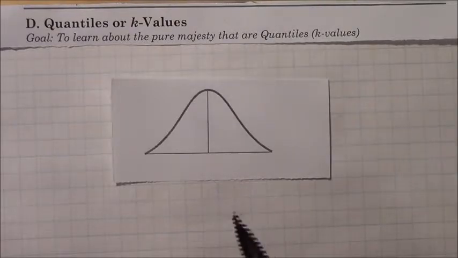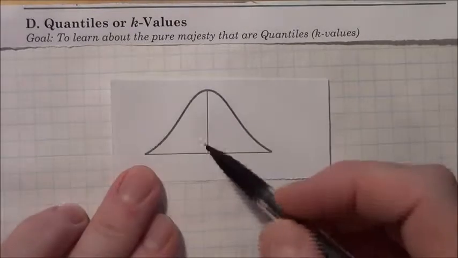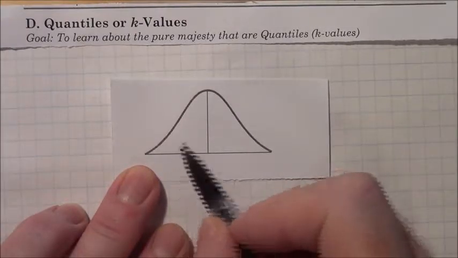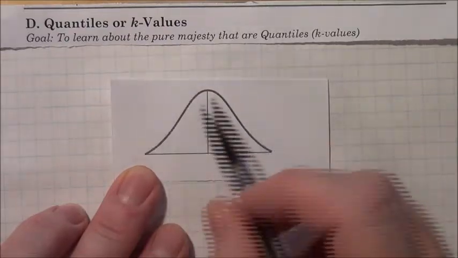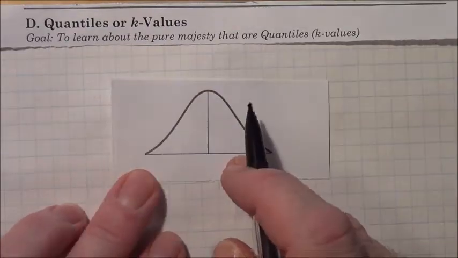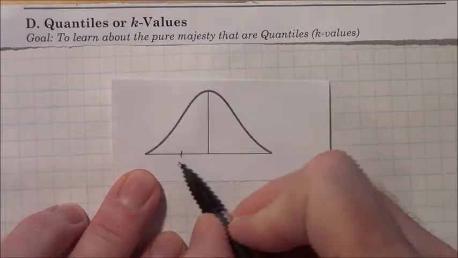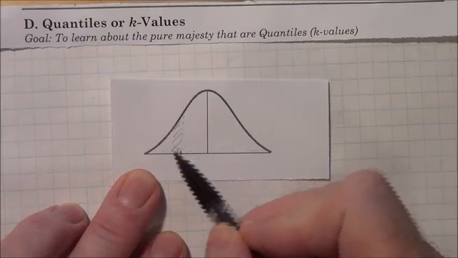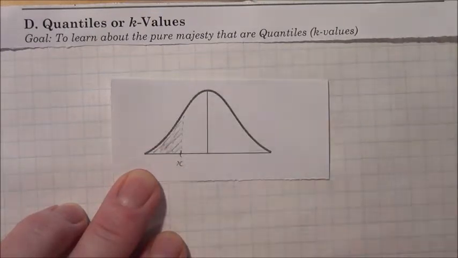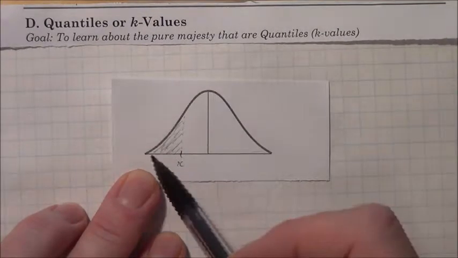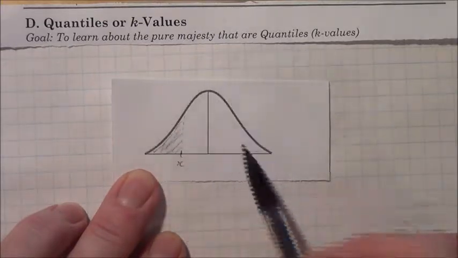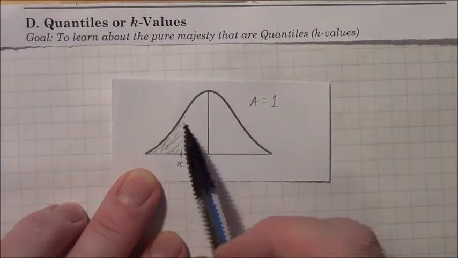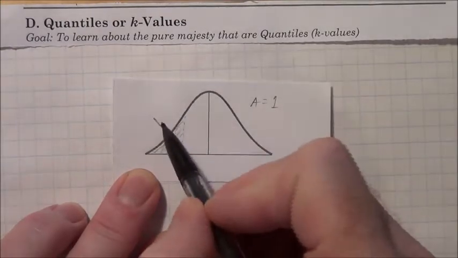So, we've been given certain x values that are somewhere along the curve. Here's the normal distribution curve, and suppose we've been given an x value. What we need to do is find the area under the curve to determine what that probability is. Remember that the area under the curve is equal to 1.